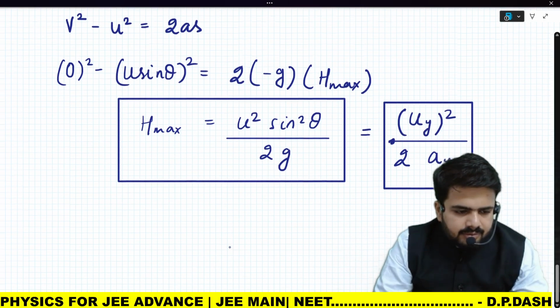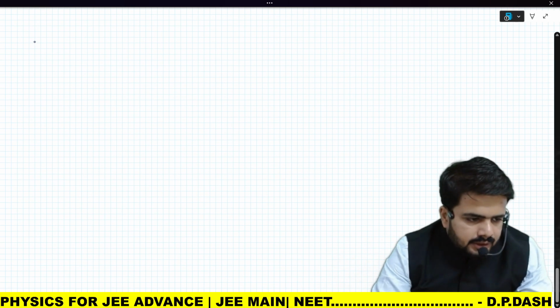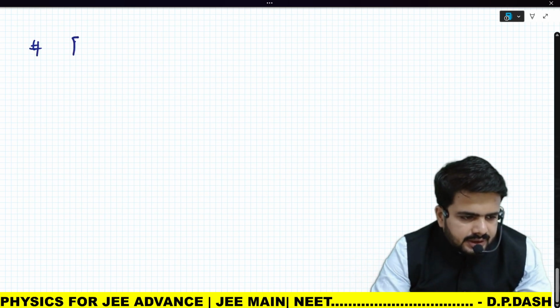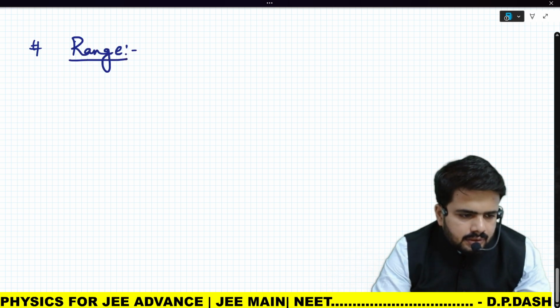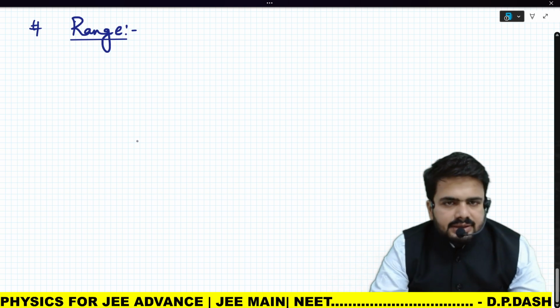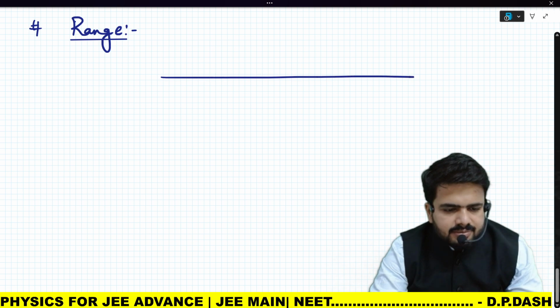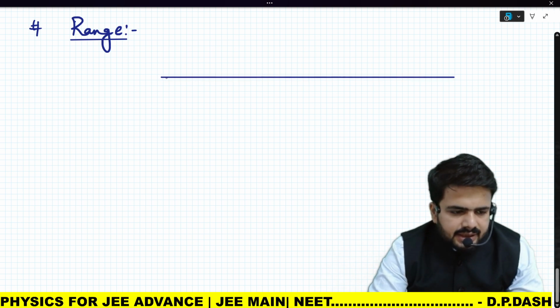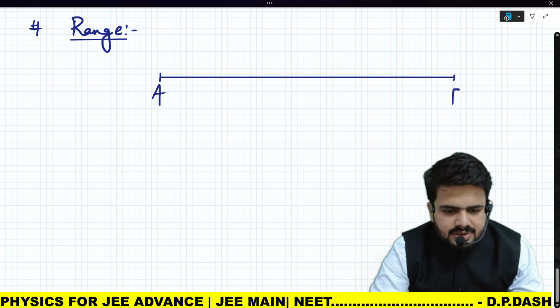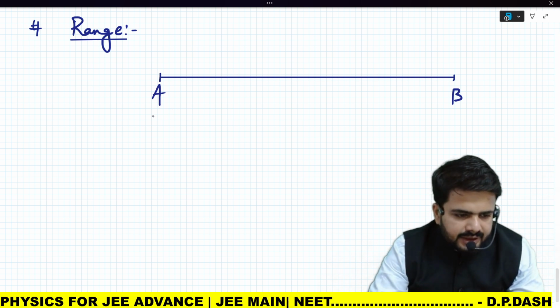And the last one we are going to discuss is range. So the third one is range. All of you see what range is. Range is simply the horizontal displacement which is taking place. That is, in the previous diagram which we were discussing, between A and B. That is what we call range.